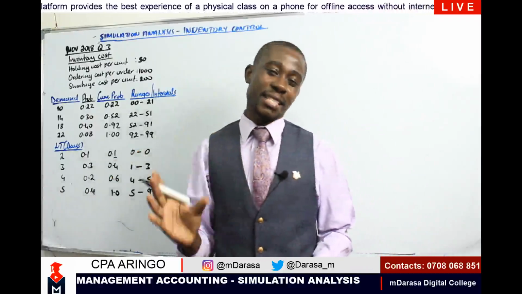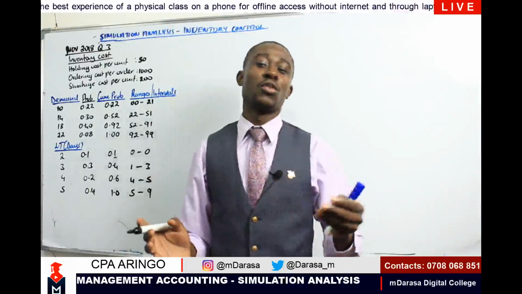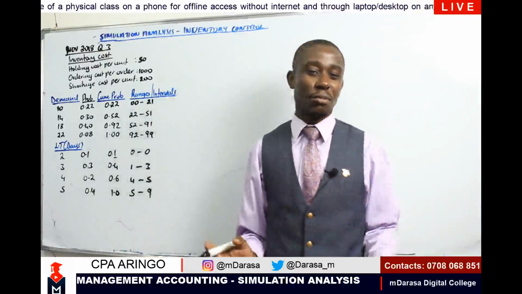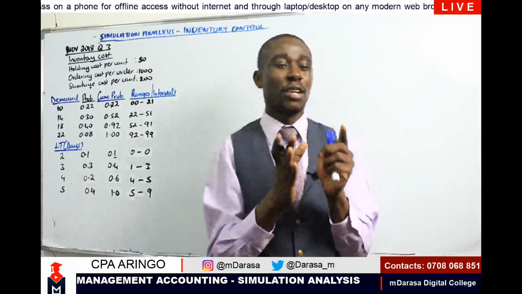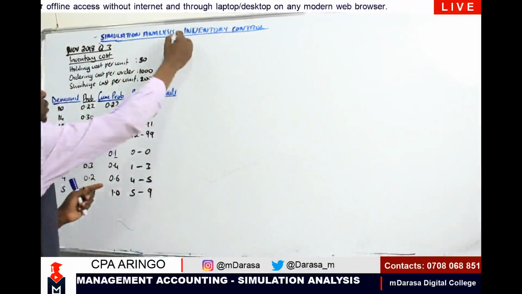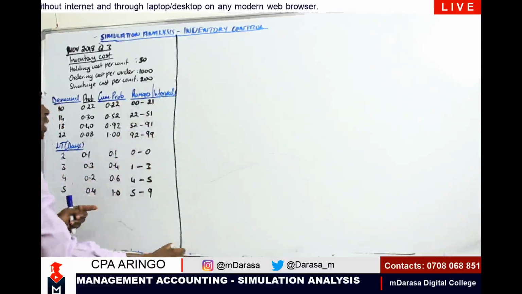Now the second step is to identify the random numbers, either through computers, either we are given, or using random number tables. The beauty part with this question is that we were given these random numbers. Then the last step, we have to prepare what is known as a simulation worksheet.